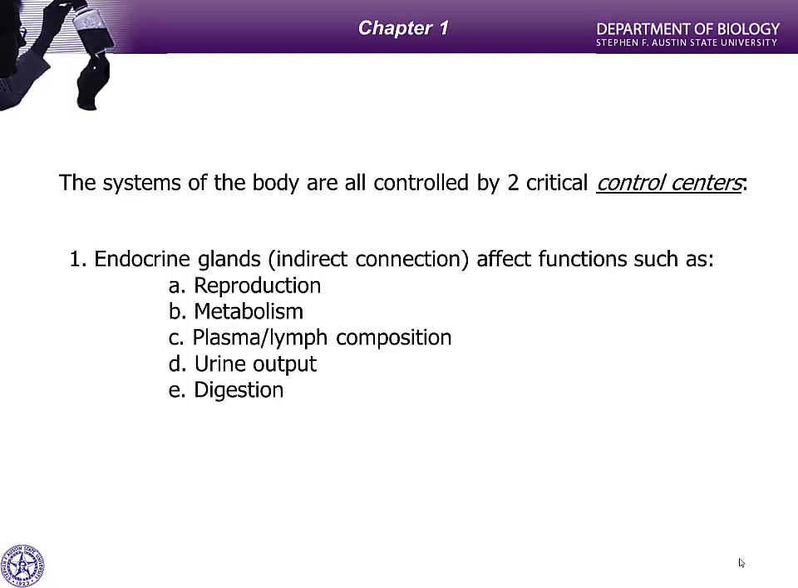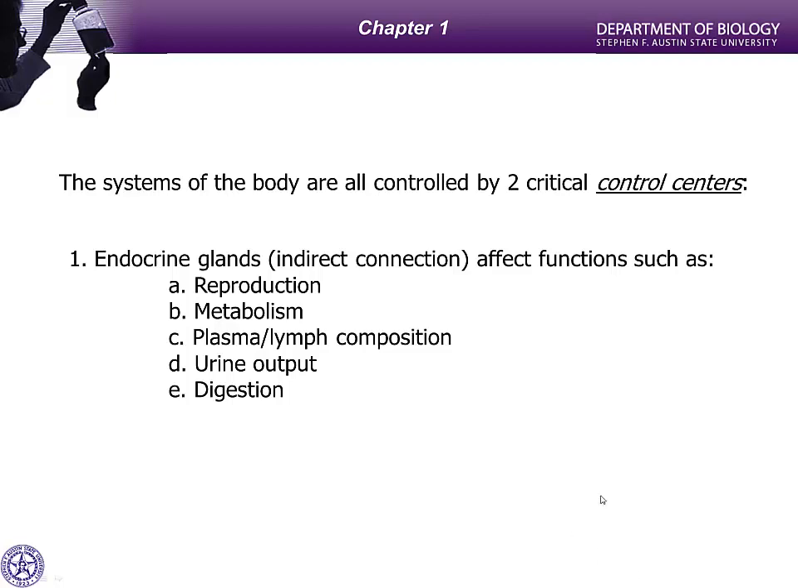To coordinate all of these systems and functions of the body, we really have two critical control centers. The first you can probably guess right off the top of your head, so we're starting with the second one that you probably don't consider as readily, and that is the endocrine system. This is an indirect connection as compared to the nervous system, because hormones are going to be secreted, flow through the body, and must be detected and interpreted by different tissues to regulate functions such as reproduction, metabolism, plasma lymph composition, urine output, digestion. Almost every functional aspect of the human body can be controlled in some way, shape, and form by a hormone produced by an endocrine gland.